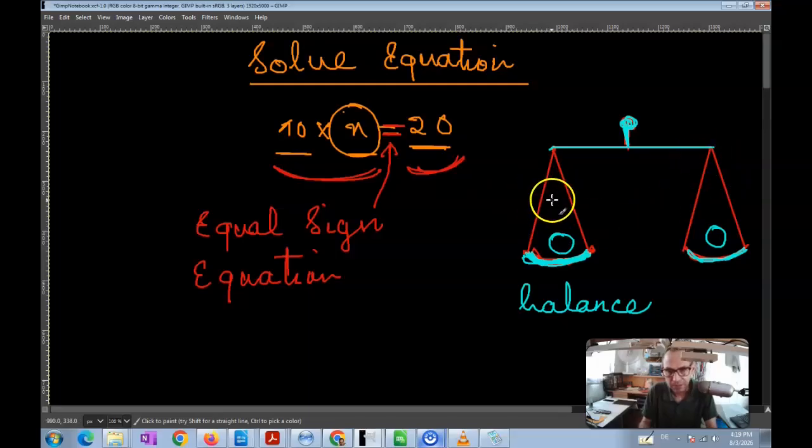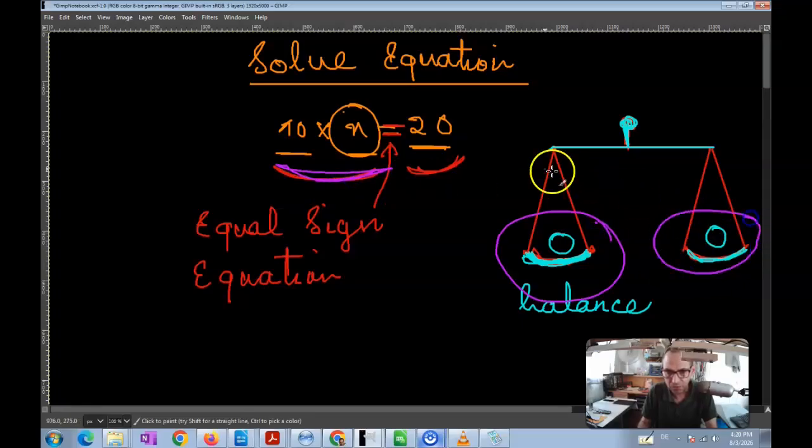Now we have the exact same thing with the equation. With the equation, you have this bowl over here, which is this side of the equation. You have the other bowl over here, which is the other side of the equation, and then you have the equal sign, meaning that the weights of these two masses are supposed to be the same, right?